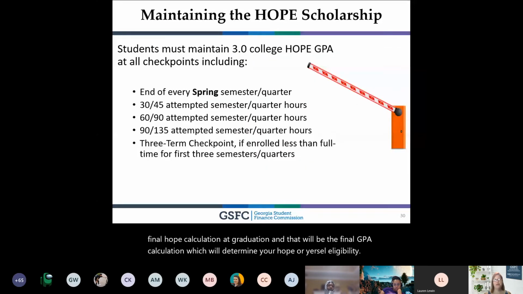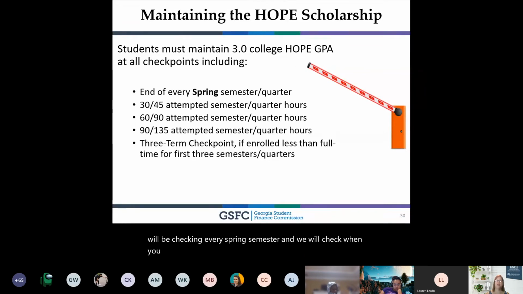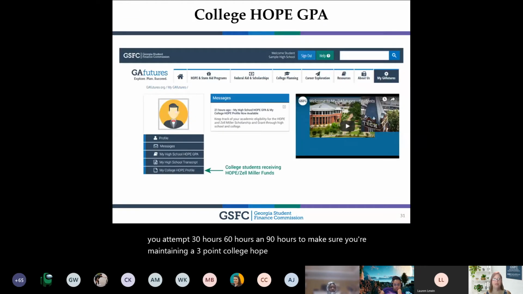So maintaining the HOPE Scholarship while you're in college, we will be checking every spring semester, and we will check when you attempt 30 hours, 60 hours, and 90 hours to make sure you're maintaining a 3.0 college HOPE GPA. You will be able to follow your college HOPE GPA in the same place, gafutures.org. You go to My GA Futures, and then you click on My College HOPE Profile.